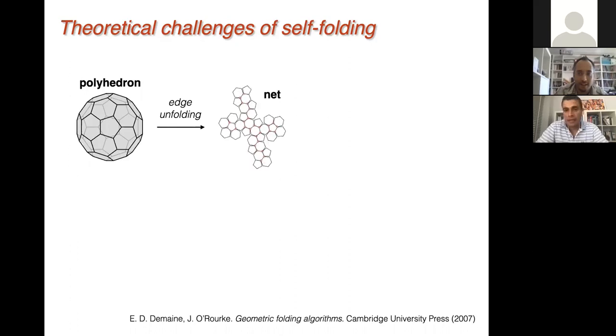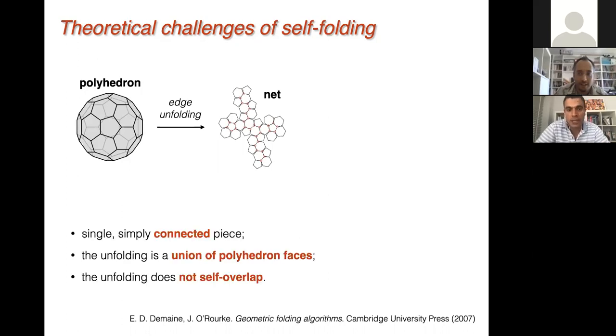The problem is that these cuts cannot be done in an arbitrary way. They need to fulfill certain rules. In particular, the final structure should be a simply connected piece. We want to cut it out of a certain 2D material, and we want it to be a single piece in order to avoid the need for different pieces to come together and assemble into the structure that we want to get. The second is that the unfolding, this two-dimensional template that I also call a net, should be the union of the polyhedron faces. So each of these rigid panels will be a face of the polyhedron in the folded configuration.